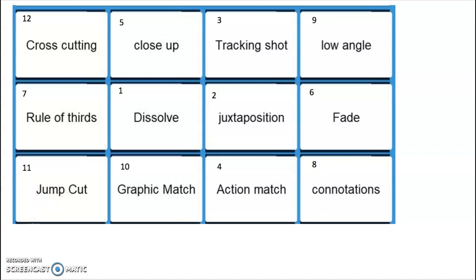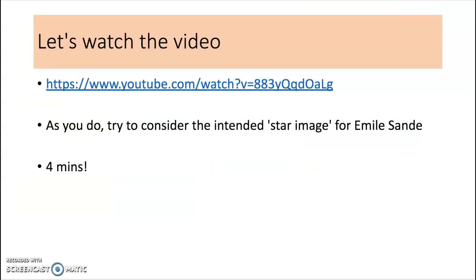We've got a bit of a recollection, hopefully, of Emile Sande. Let's have a look at the actual video. Now, as we do so, what I would like you to do is be thinking for the next task, which is going to be about star image and brand image. So as you watch, try and get back into the thought process of considering what is the intended image or the brand identity here for Emile Sande. What are they trying to create? What do they want us as an audience, as viewers, to think about her? So keep that in mind while you're watching it, and that's going to lead us into the next task.